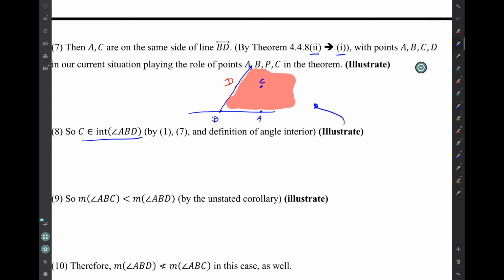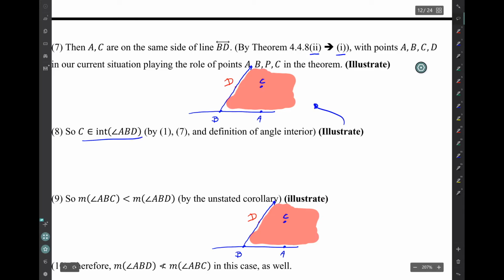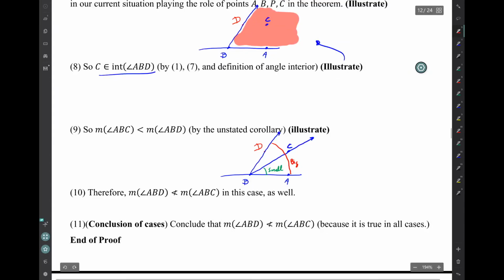Now how can we illustrate that? Well, let's just copy this drawing, bring it down. Now let's get rid of this shaded interior and draw our two angles. So we just have this statement that angle ABC has a smaller measure than angle ABD. And so therefore, the other inequality is false. Measure of angle ABD is not less than the measure of angle ABC.